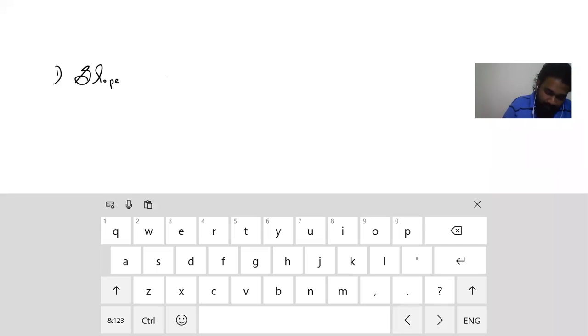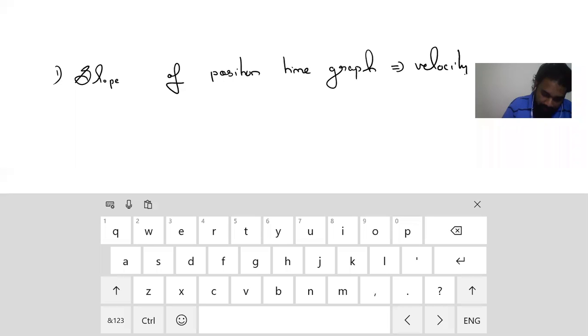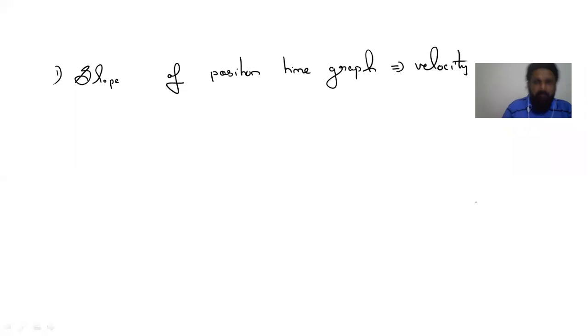First point is slope. Slope of position time graph is what? Velocity. Slope of position time graph, or slope of displacement time graph, or slope of distance time graph, anything. Okay, slope of position time graph is velocity.